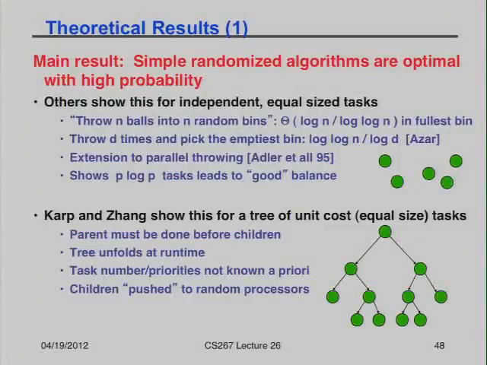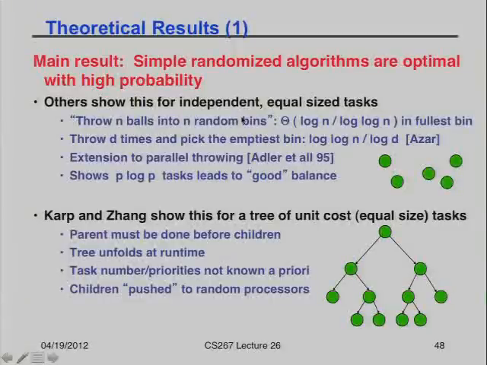So if I want everything to be well balanced within some small constant, how many tasks do I need to throw out randomly? And the answer is p log p tasks. So I don't need to have too many more tasks than I have processors in order for randomness to keep it pretty well load balanced. Okay, so this was the simplest case. All the tasks are the same size and they're independent.